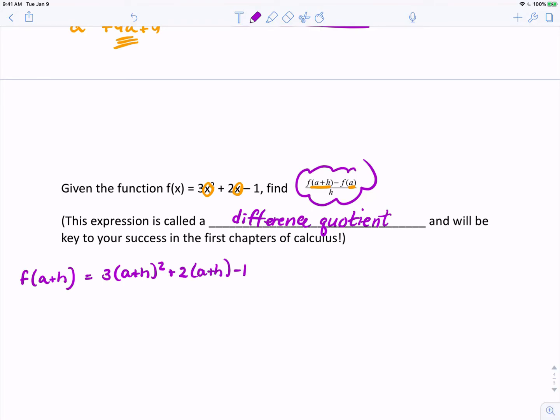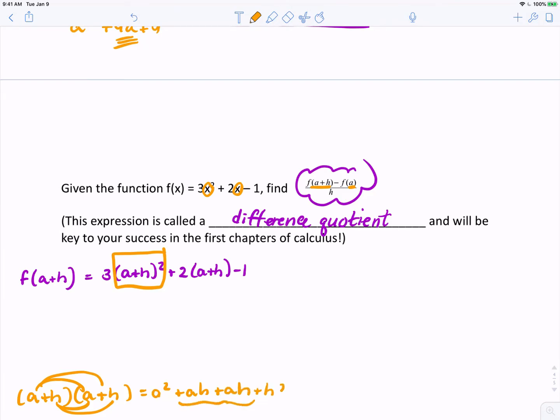minus 1. And just like before, this a plus h squared, we have to be careful when we do that, all right? So if we take a plus h squared, in other words, a plus h times a plus h, when we multiply, we're going to get a squared plus ah. And again, we're going to get another ah plus h squared. We'll have 2 of these. So that's going to give us a squared plus 2ah plus h squared.